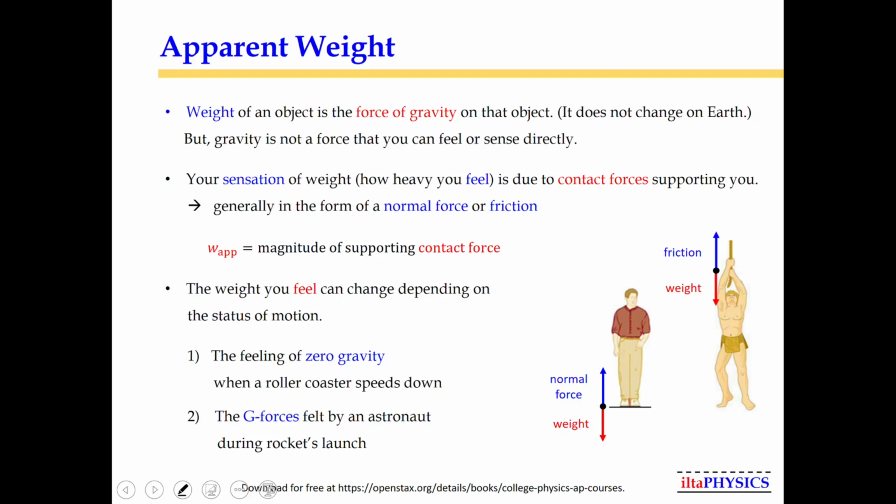Interestingly, apparent weight can change depending on the object's motion. For example, when you ride a roller coaster and go down a steep slope, you might feel like you're floating. That's an example of weightlessness. On the other hand, astronauts during rocket launch feel much heavier. That's also an example of changing apparent weight. Let's now analyze these situations physically.